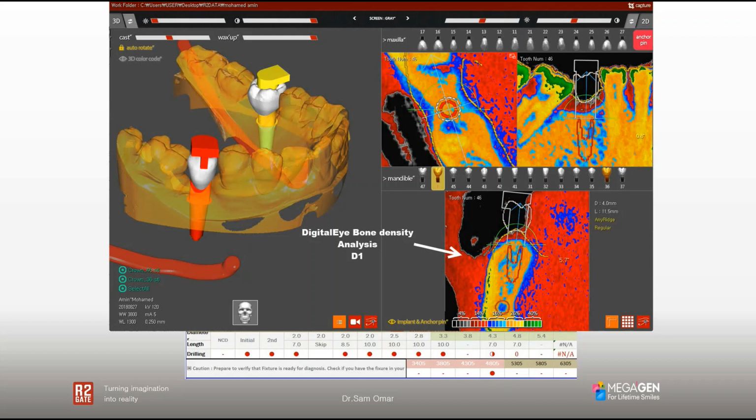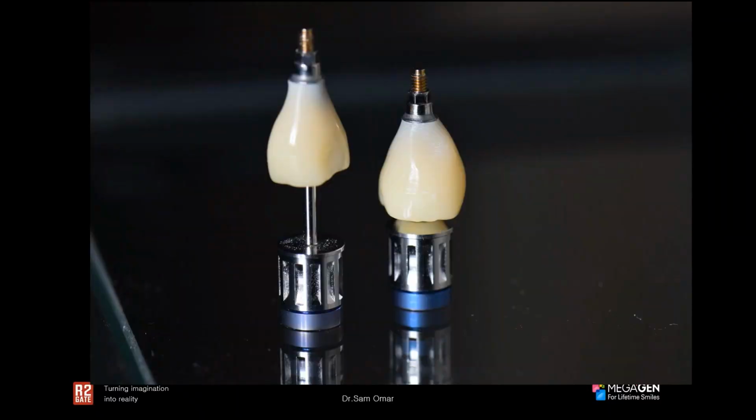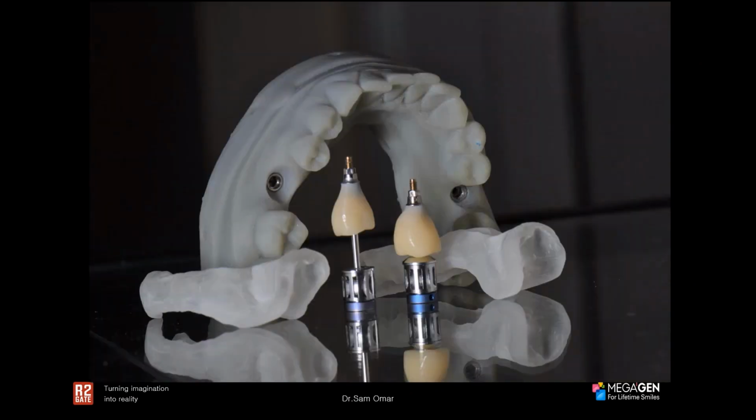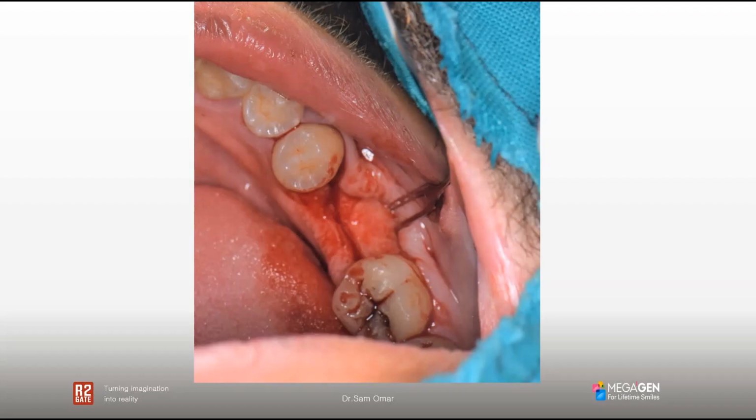And now, based on the bone density analysis in digital eye, I knew that this type of bone that I have here is very dense bone. As you can see here, it's mostly yellow, which means that this is D1 type of bone. My final drill is going to be 4.3 millimeter drill. In this case, I prepared the restoration before the surgery to do immediate loading. And this is everything I have done before the surgery.